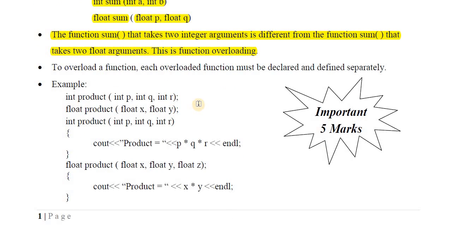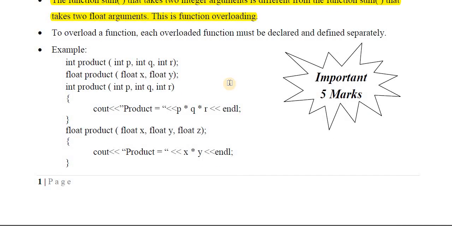So in the exam, you will get a question for 5 marks. What is function overloading? You have to write the definition of function overloading with an example. So you have to give an example. Take any one example. So here an example is given. Product. There are two functions, product.